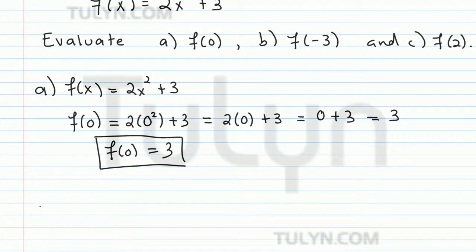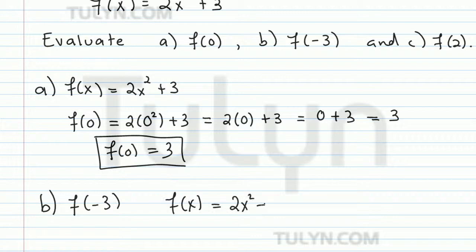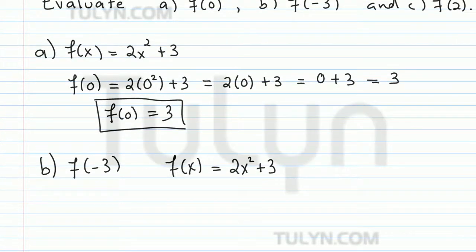Now, for part B, we're evaluating f of negative 3. So again, looking at the function f of x is equal to 2x squared plus 3. Now, we do the same thing, except instead of replacing the x with 0, we replace it with negative 3. So f of negative 3 is 2 times negative 3 squared.